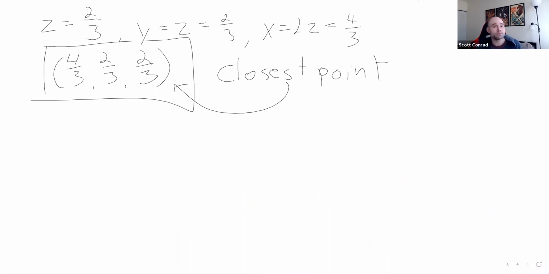It didn't actually ask for the distance of the closest point, but if you wanted to, you could just plug that back into the distance formula. I believe it's 5/3 is the distance. No, sorry, square root 27 over 3. Oh, the distance is 3. Okay, yeah.